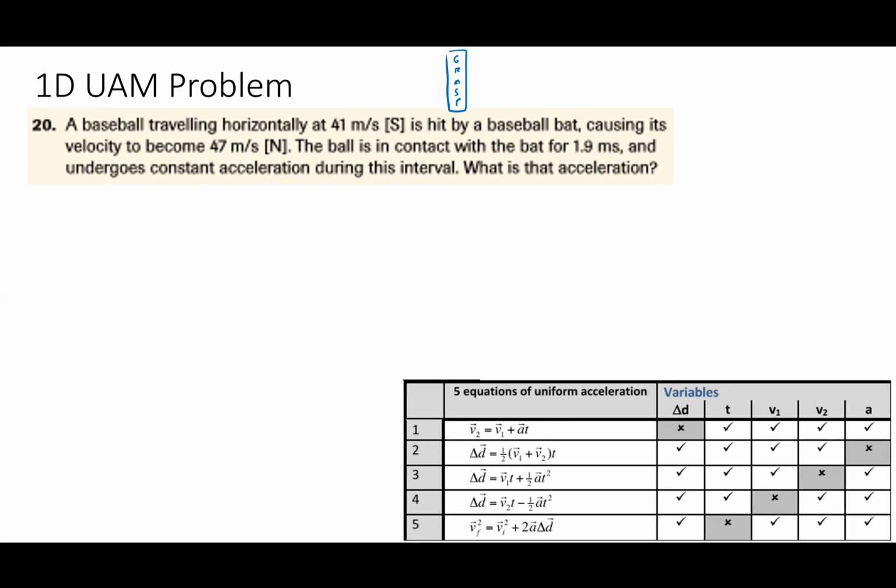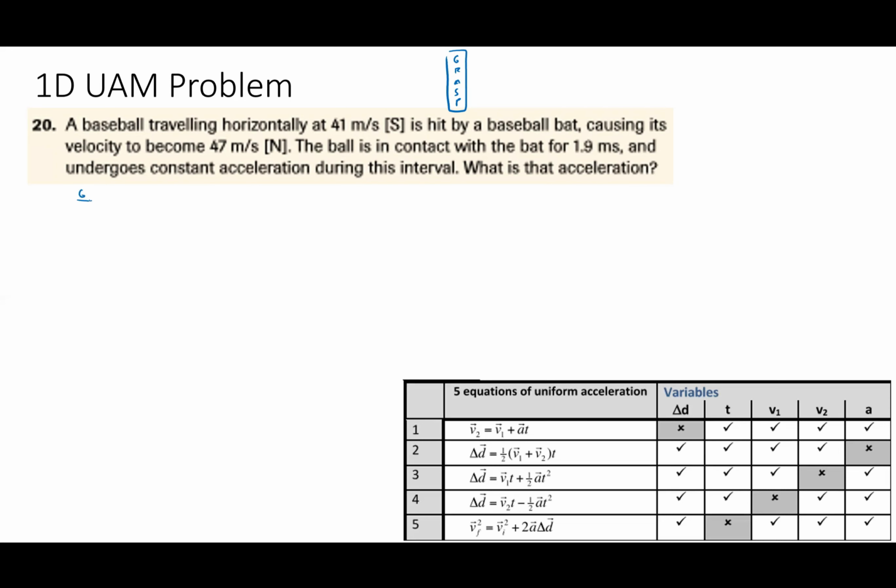Okay, so a baseball traveling horizontally at 41 meters per second south is hit by a baseball bat, causes its velocity to be 47 meters per second north. The ball is in contact with the bat for 1.9 milliseconds and undergoes constant acceleration during this interval. What is the acceleration?